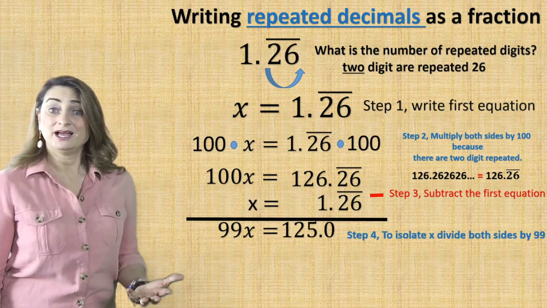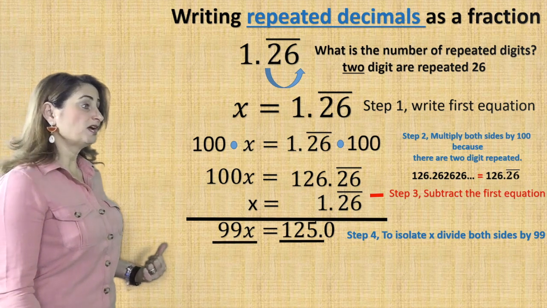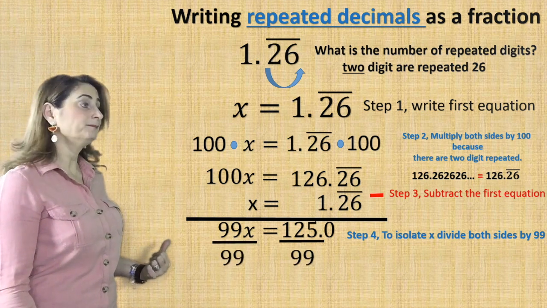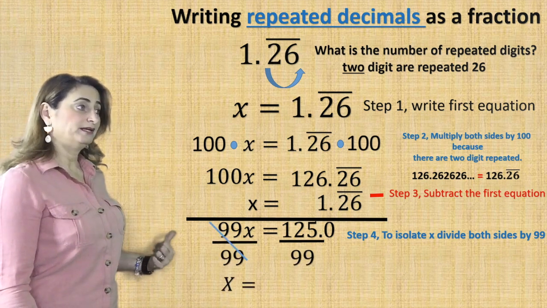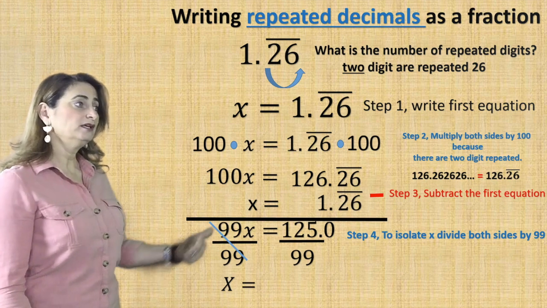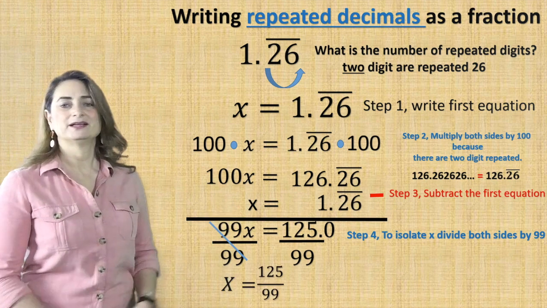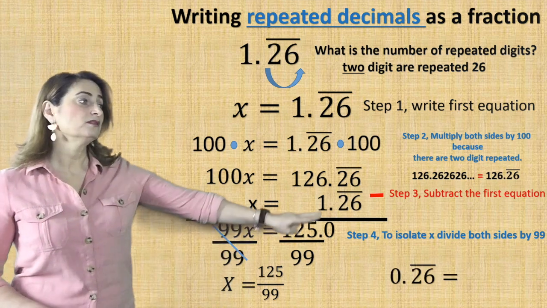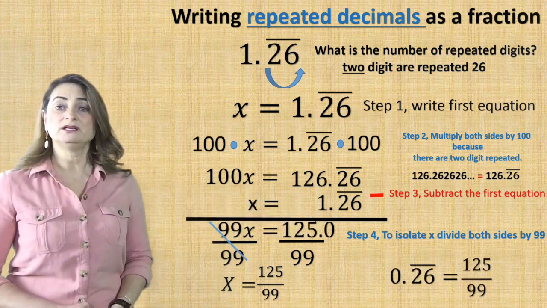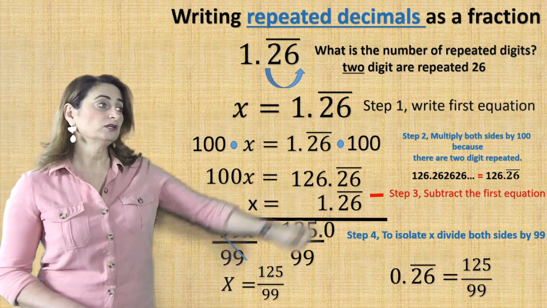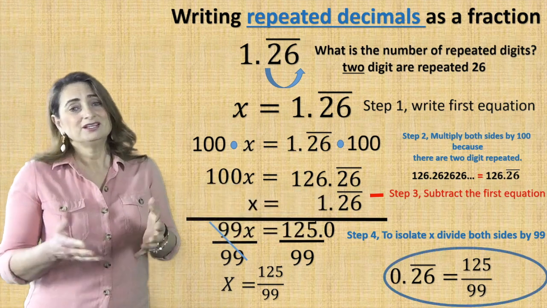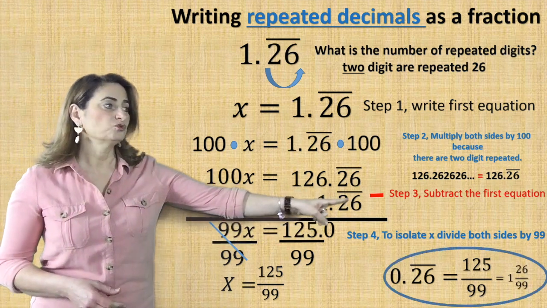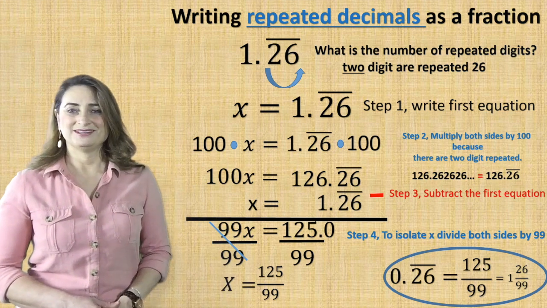Now isolate x by dividing both sides by 99 this time. 99 divided by 99 gives you x, and 125 divided by 99. Since x is the repeated decimal, therefore 1.26 repeated equals the fraction 125 over 99. You can simplify that and get 1 and 26 over 99.